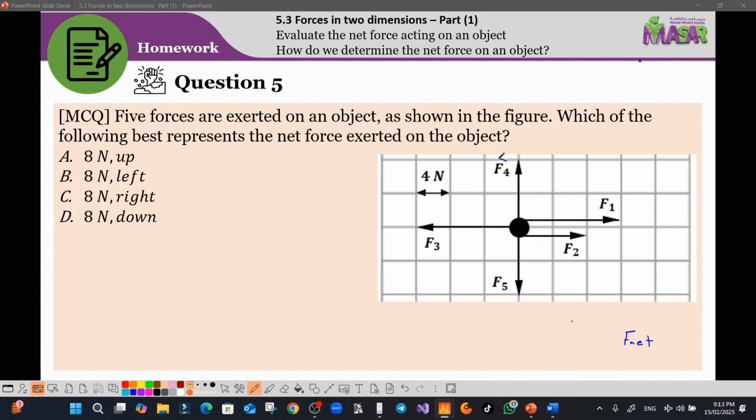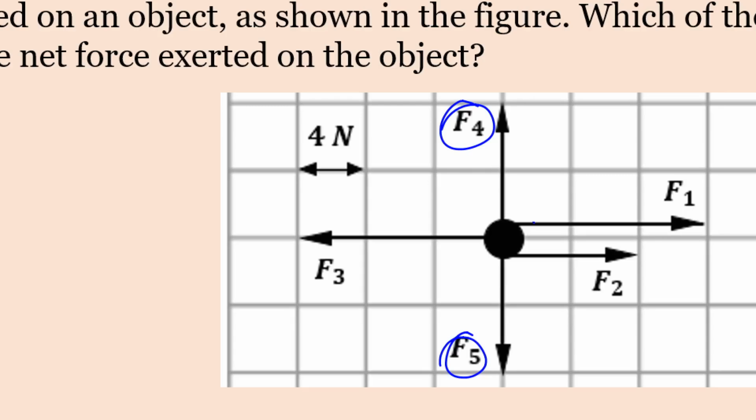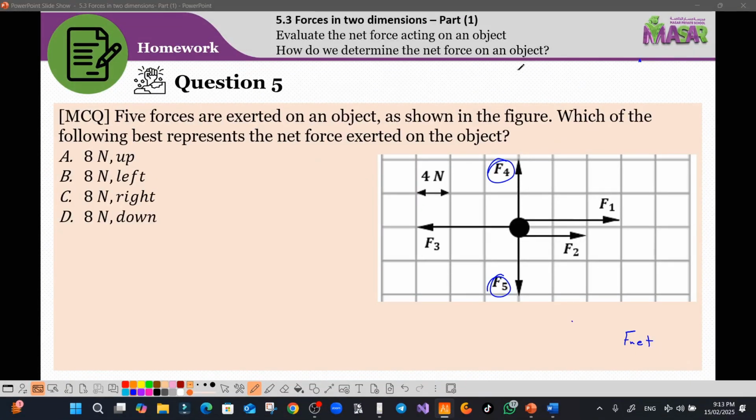Now, no need to calculate F4 and F5 because they are already balanced. So, vertically or along the y-axis, the F net is 0. So let's forget about it because up equal down. What will define the F net is what? The horizontal forces. So let's focus more on the horizontal forces by finding the value of each of these forces.